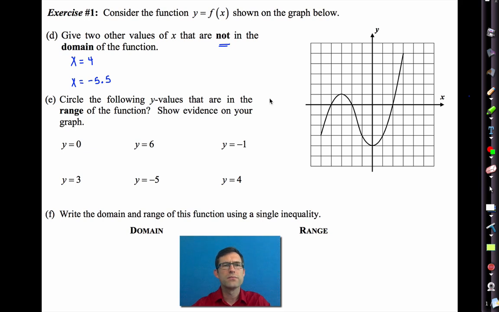Okay, well, is y equals 0 in the range? Well, here's a y equals 0, here's a y equals 0, y equals 0, so sure, that's in the range. How about y equals 3? 1, 2, 3. Oh yeah, here's a y equals 3. That's in the range. How about a 6? 1, 2, 3, 4, 5, 6.